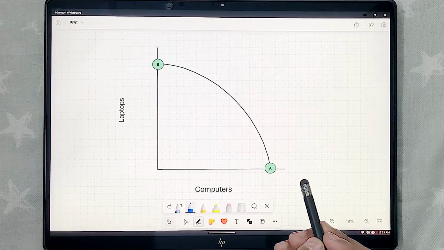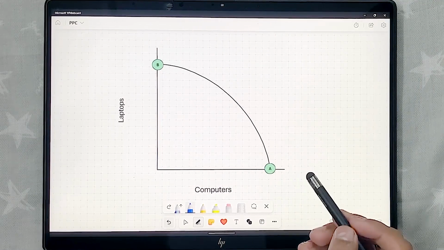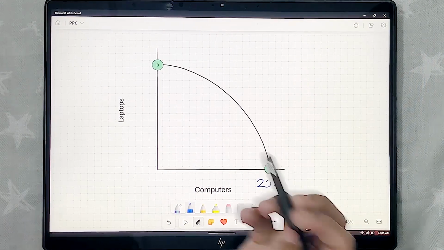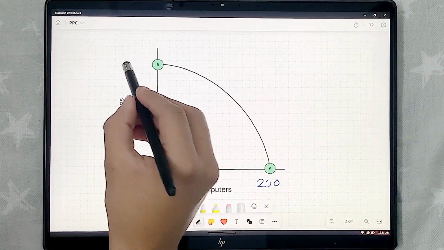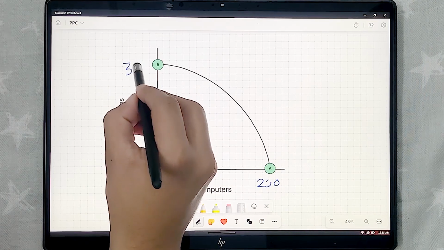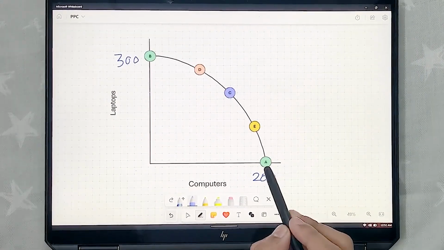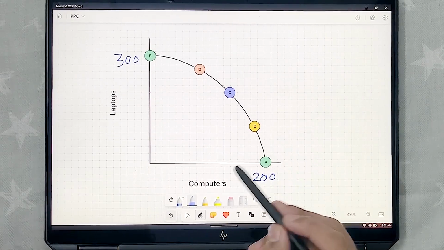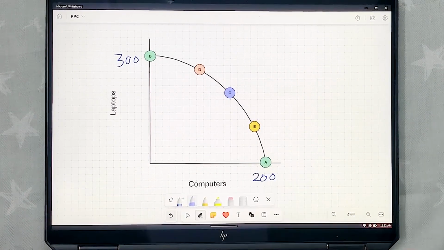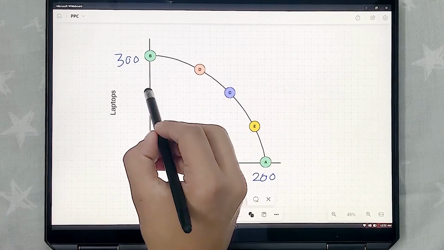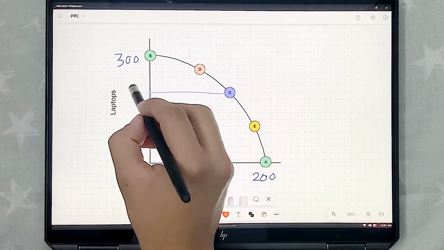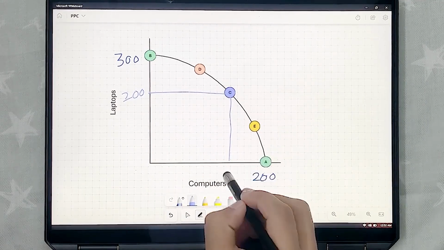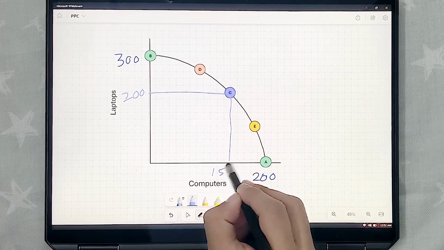At point A, the firm will be utilizing all of its resources to produce 200 computers, while at point B, it is utilizing all of its resources to produce 300 laptops. Between points A and B, the company is producing various combinations of both computers and laptops. For instance, at point C, the company is producing 200 laptops and 150 computers.